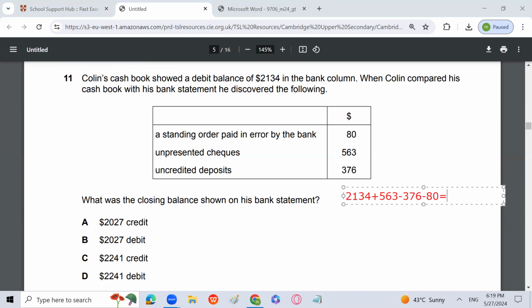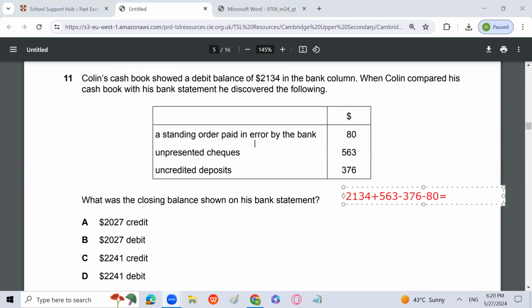And the answer is going to be credit, because if there is a cash book debit, we have to go for a bank statement credit. So the answer is going to be 2241 credit. So C is the answer.